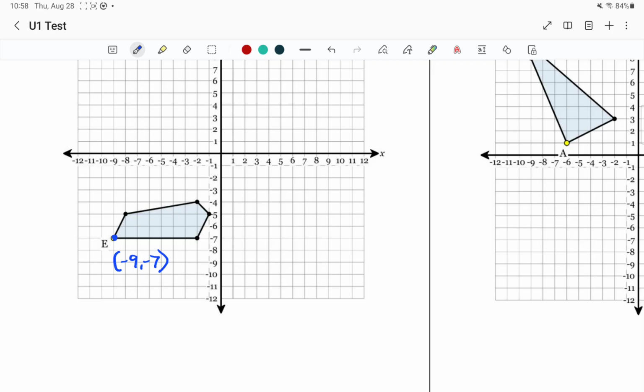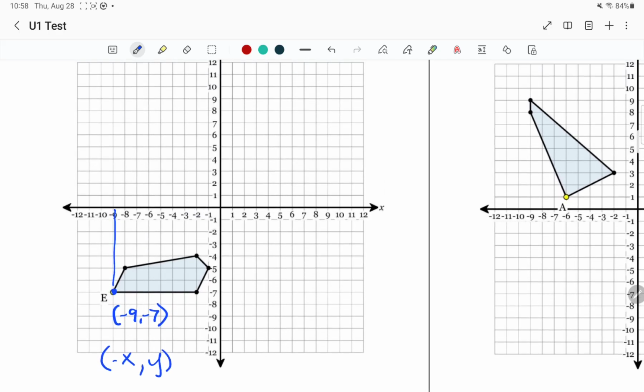And I'm going to reflect over the y-axis. So I can do that using the picture or my rules. Reflecting over the y-axis is -x, y. So I'm going to switch the sign on the x value. -7 is my y value, but -9 is going to become +9. So E lands right here at +9, -7.